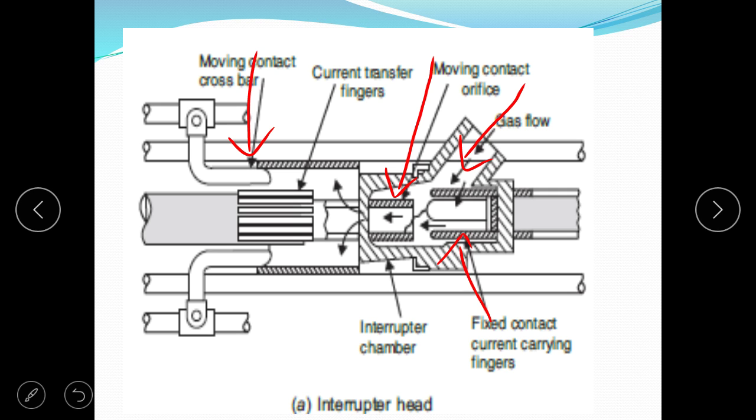When the moving contact is withdrawn from the fixed finger contact, an arc is struck between the moving nozzle and the arcing probe. With increasing separation between the contacts, the arc is extended and attenuated, and it is finally extinguished by the flow of gas from the high pressure to the low pressure system. This is the basic working of this interrupter unit. Now the next system in the SF6 circuit breaker is the gas system.